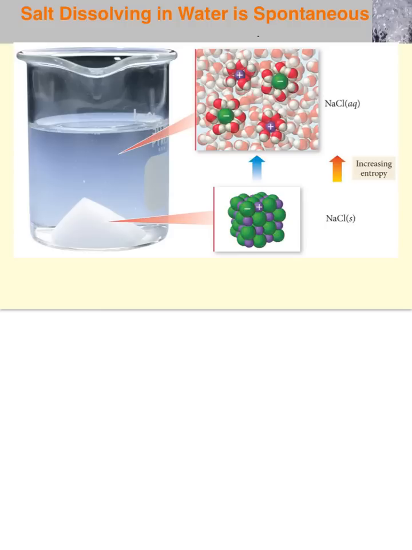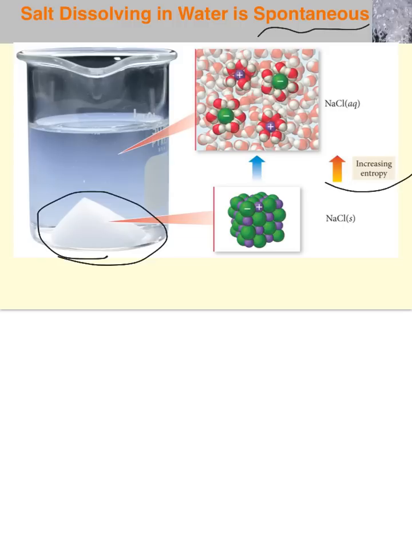Here's a spontaneous process that is also driven by entropy, but does not involve a phase change. So if you put something soluble in water, that means that's a spontaneous process, right? The term soluble implies that it's a spontaneous process. If you put salt in water, some of it's going to dissolve spontaneously. Why is that?